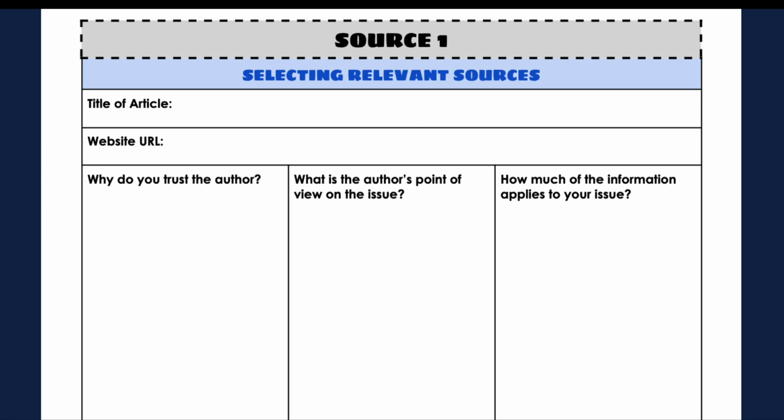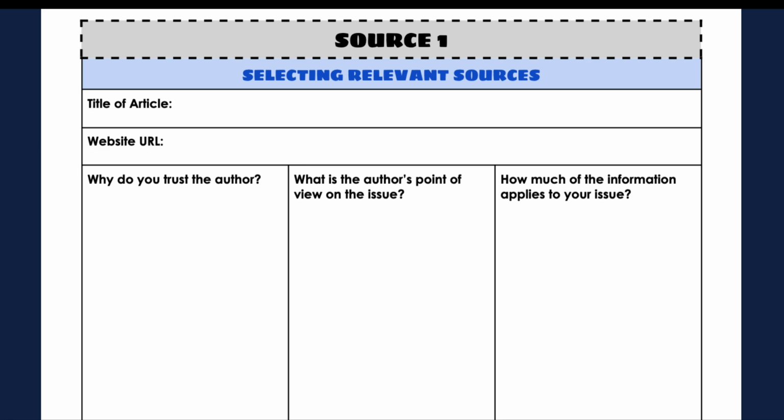The second question is, what's the author's point of view on the issue? So the author in your article might have some opinions or strong feelings about that issue. Maybe they're very critical of a particular individual or an organization or a group related to your issue. So if they show opinions, make sure that you explain that for this question.